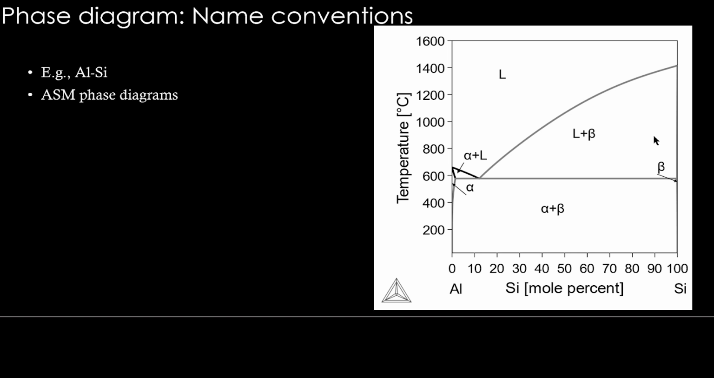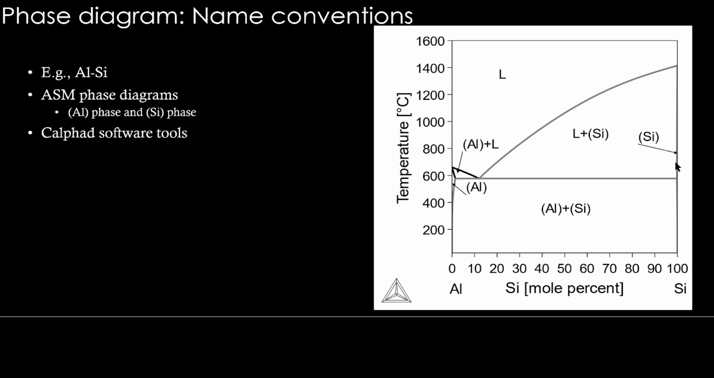ASM phase diagrams. ASM is American Society of Metals. Their phase diagrams are quite standard, and those phase diagrams have this sort of convention. You see, aluminum rich solid solution where silicon dissolves in aluminum, right? So this is the aluminum rich solid solution. The convention is like this. In brackets aluminum is written, not alpha. Similarly, in brackets silicon is written. This is how solid solutions are represented in ASM phase diagrams.